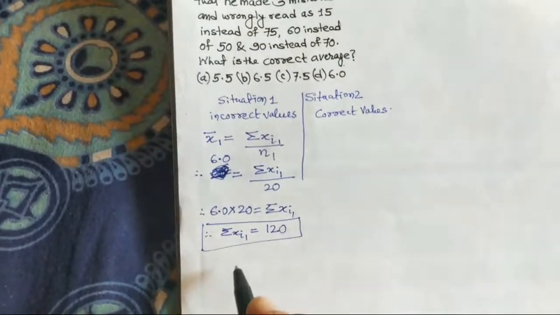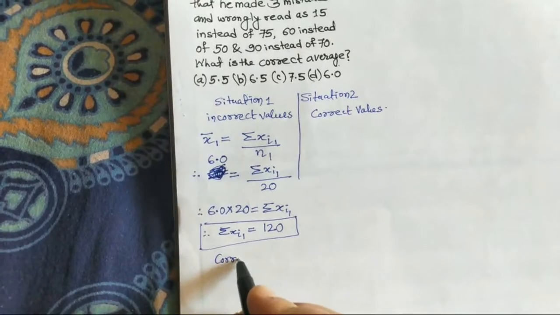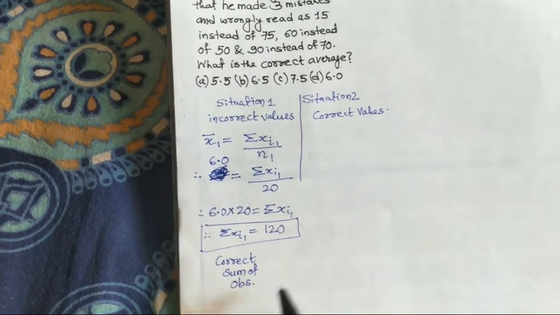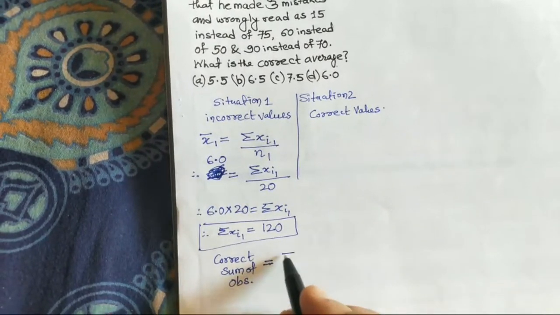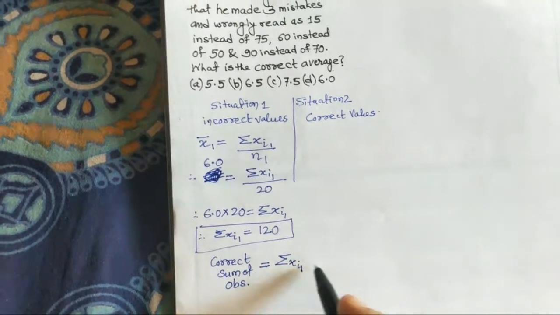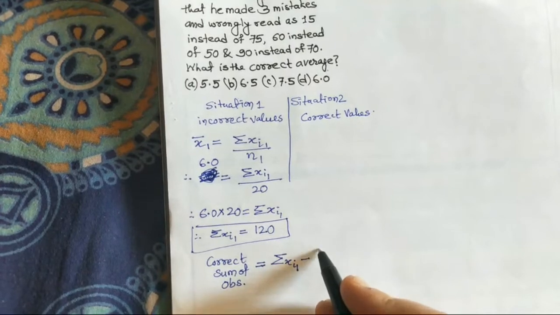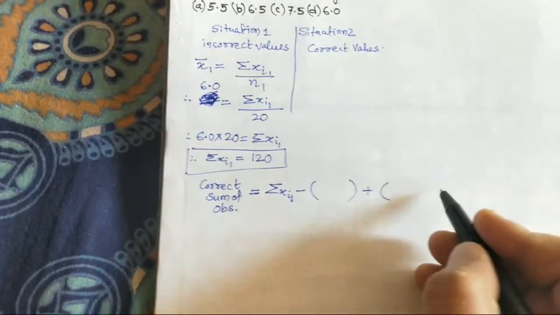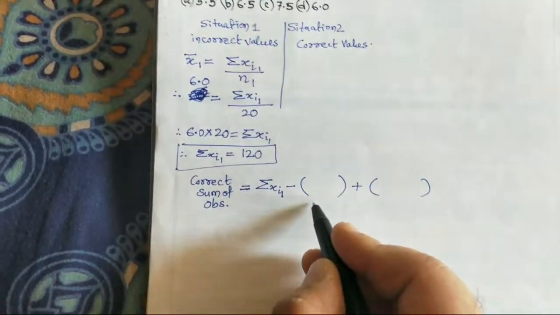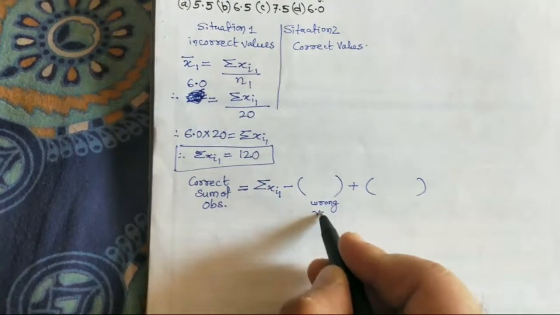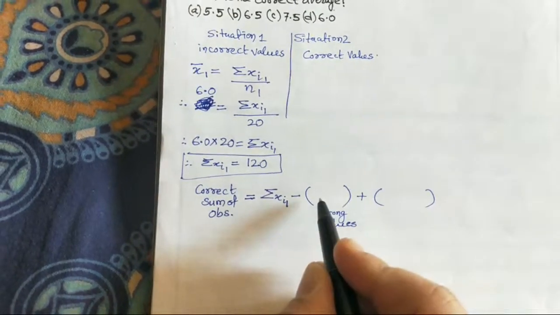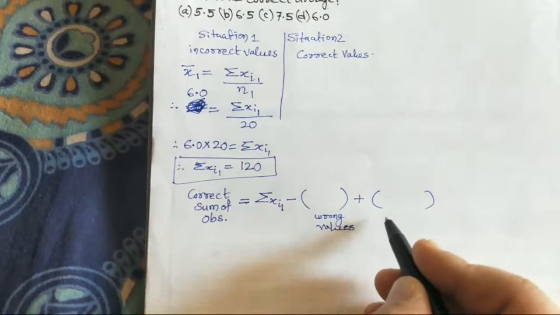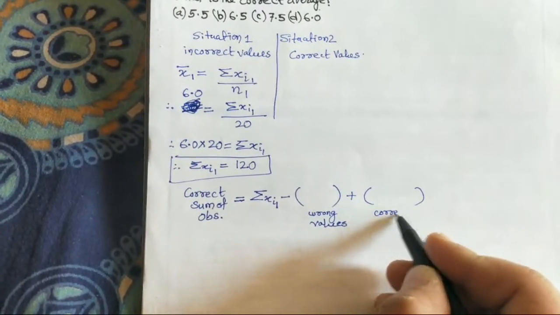So what would we do for the correct sum of observations? It would be got by summation xi1 minus, we have to minus all the wrong values from this, and we will add all the correct values in this. This is for wrong values, incorrect values. We will minus all these wrong values and we will add these correct values into this.